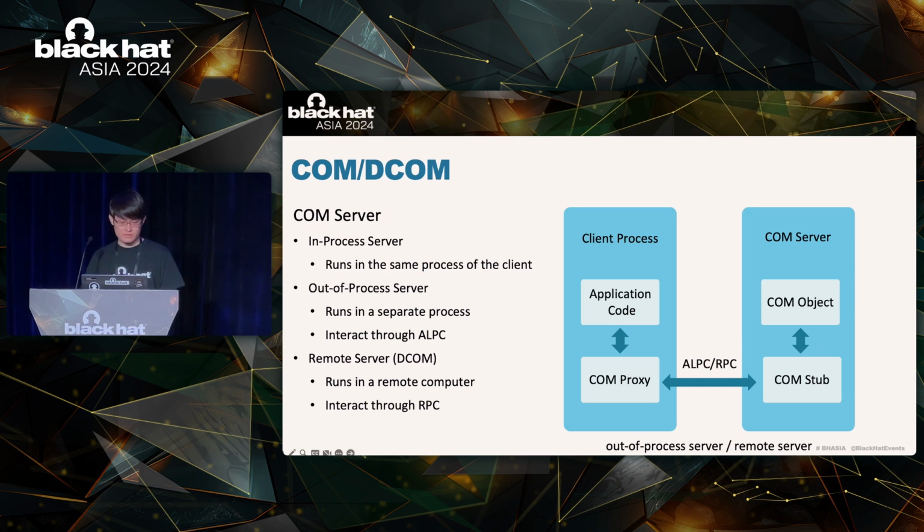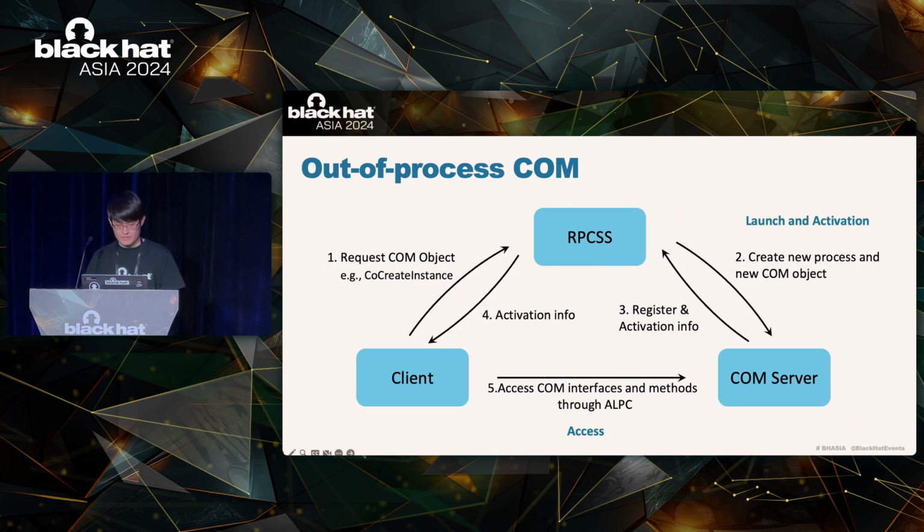Invoking interface methods of in-process COM objects is processed as ordinary function calls. Cross-process COM calls are handled by ALPC. And DCOM communication between different machines is made through RPC over TCP/IP.